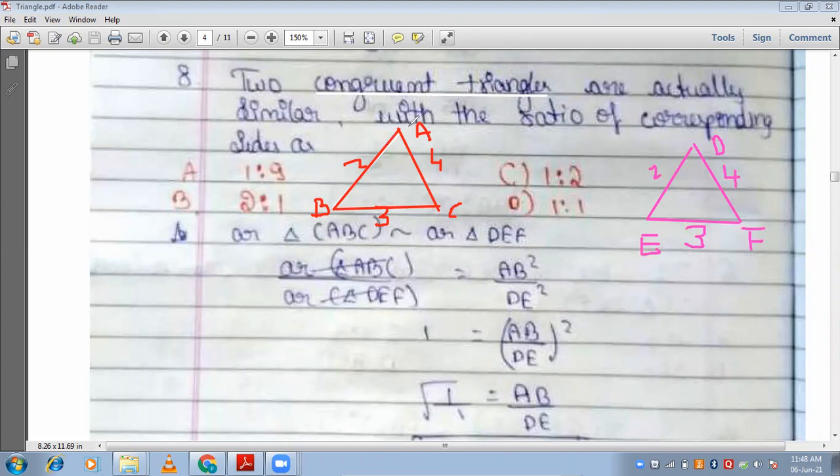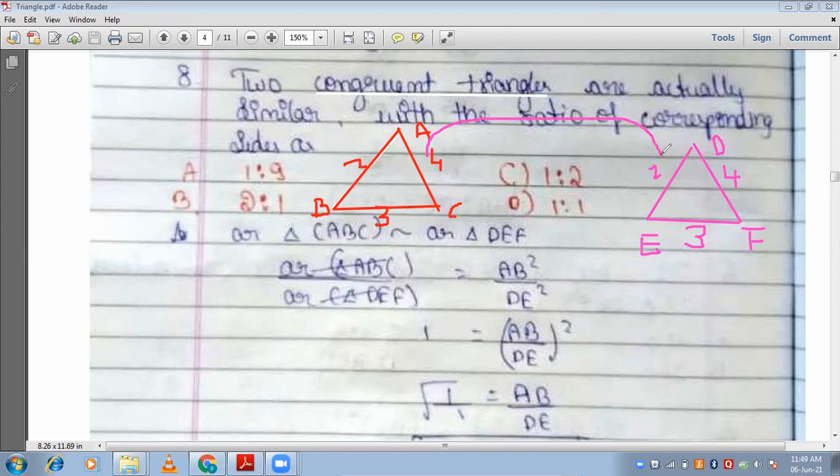Congruent triangle means same shape. Triangle ABC and triangle DEF are in the same shape and same size. Look here, this is 2 centimeter. AB length is 2 centimeter, then DE length is also 2 centimeter. BC is 3, then EF is also 3. AC is equal to 4, then DF is also 4. Then you can see these two triangles are congruent.